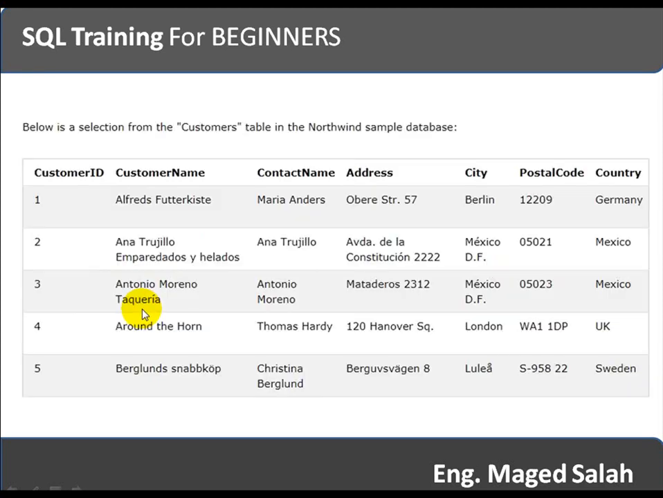This is for the demo database. Below is a selection from the Customers table in the Northwind database: CustomerID, CustomerName, ContactName, Address, City, PostalCode, Country. See, for the city and country columns, we have Mexico DF, Mexico DF. This is a duplicate, and here also Mexico.